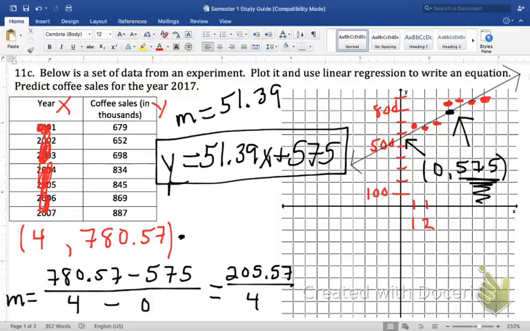So I'm going to use that to predict coffee sales for the year 2017. Since this equation has x being years since 2000, I'm just going to plug in 17 for x. I'm going to do that in my calculator here. Times 17 plus 575. So in 2017, we're predicted to have about 1,448. So over $1 million in coffee sales, because coffee sales are in thousands here.